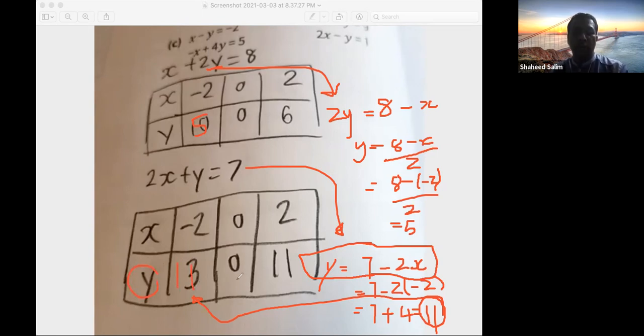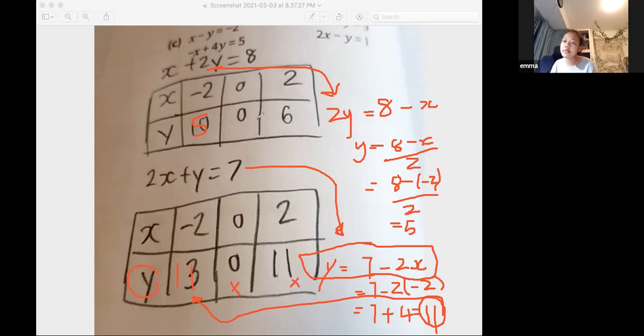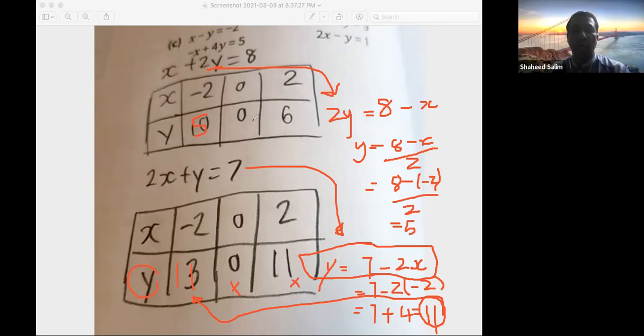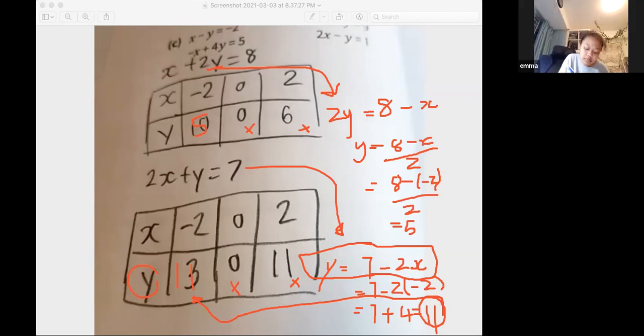This one is also wrong. You check this one. Yeah, this one I think is also wrong. Check this one. Same thing. You check this one. So you gotta check. Once you're done, you send me again.